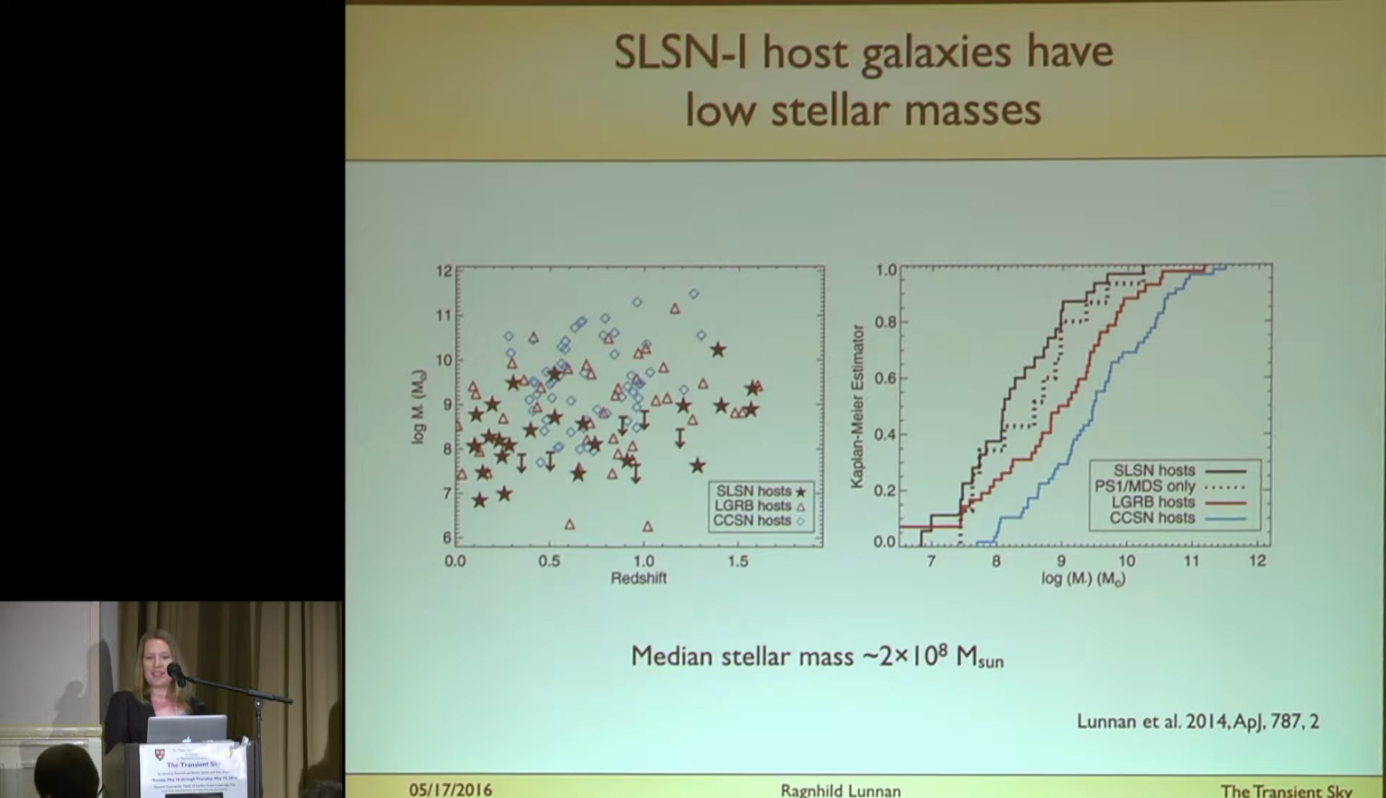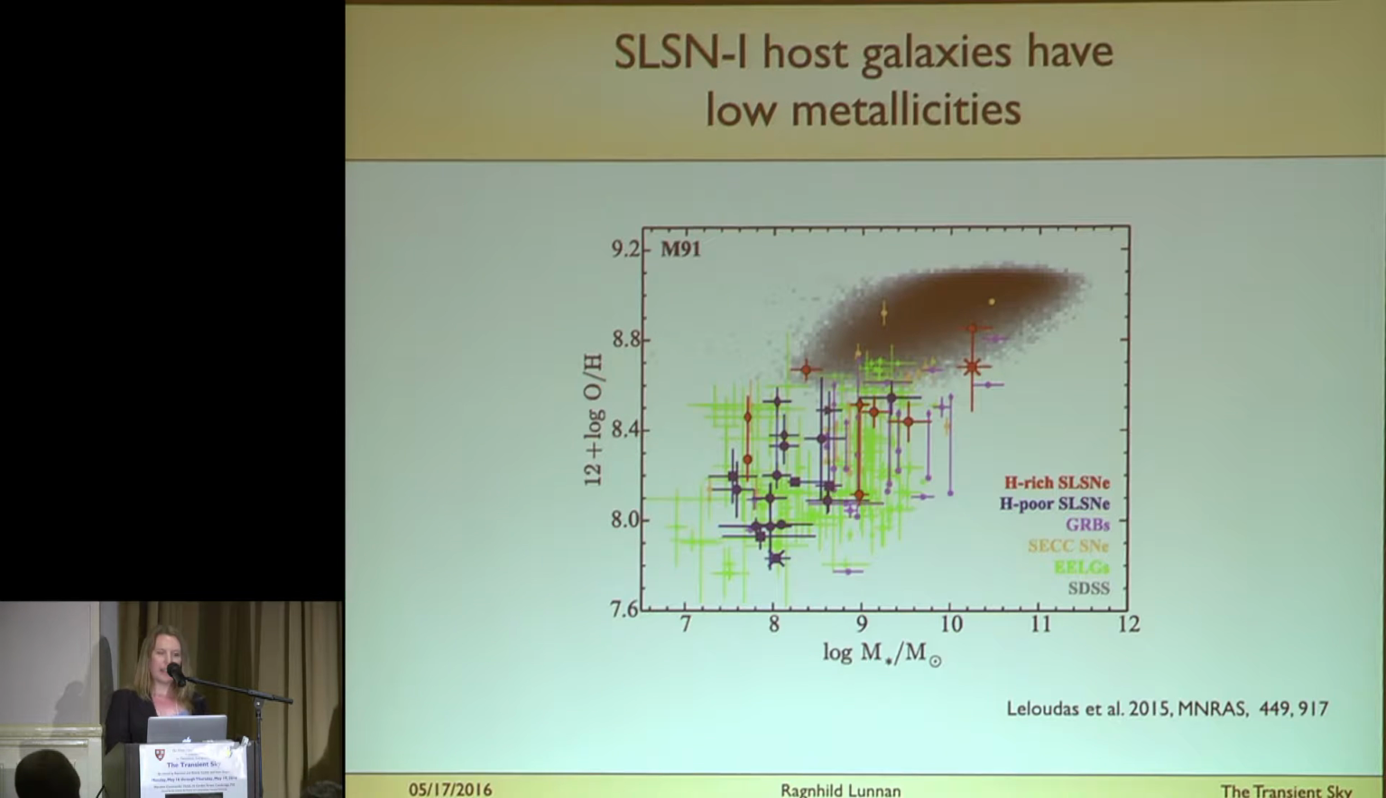Now, since masses and metallicities are generally correlated, you should not be surprised to see that they are also generally found in low metallicity galaxies. So this is a plot from Yorgos Leluda's compilation, just putting them on a mass metallicity diagram. All of these blue points are the type 1 superluminous supernovae, and you see they indeed cluster in this low mass, low metallicity corner.